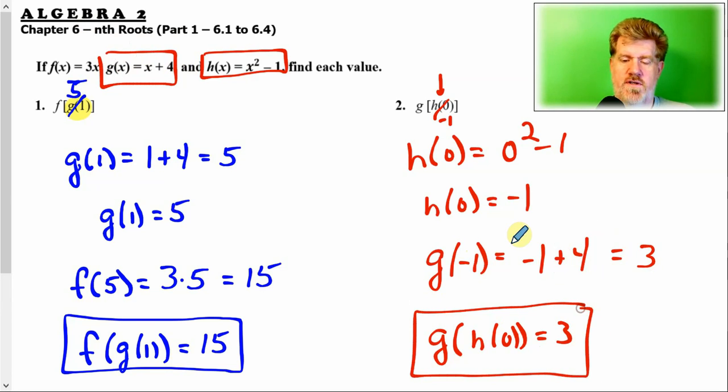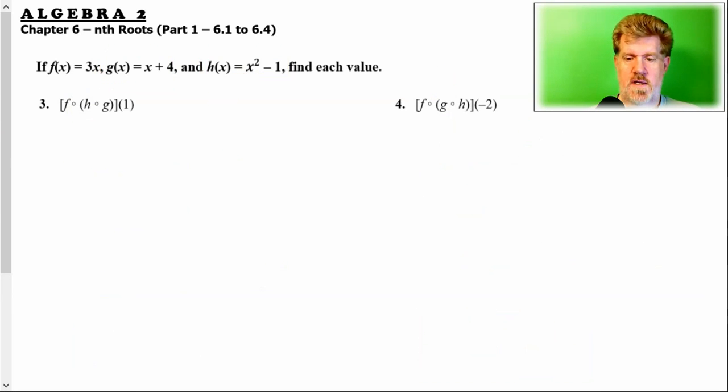Remember, two steps. I plugged in 0 to h. Whatever that answer was, I plugged it into g. That's how composite functions work. Now, sometimes we have composites of 3 functions. We're going to do all 3, but they follow an order. We're going to do g, and then we're going to find an answer and plug it into h. We're going to find that answer and plug it into f. So it's going to work this way.